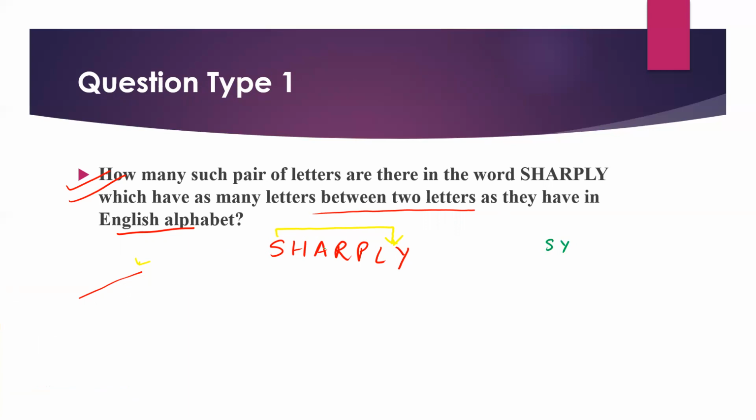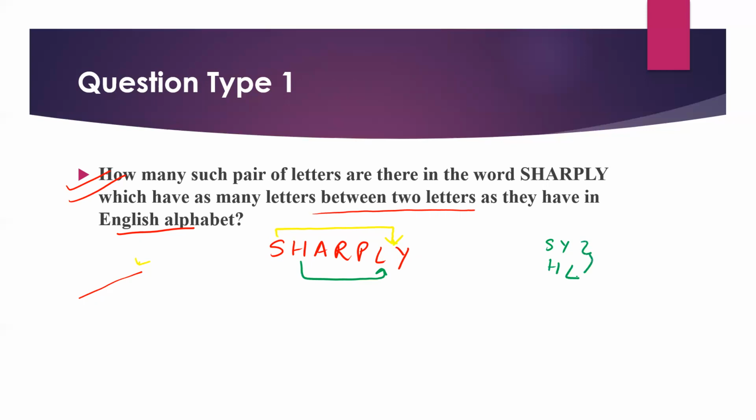Now from H: I, J, K, L. We are getting the same. One more pair we are getting, that is H and L. Count from here: A, B, C, D, E. No, we are not getting any pair. R, S, T, U, we are not getting. P, Q, R, we are not getting. L, M, no. Now we will count from backward also.